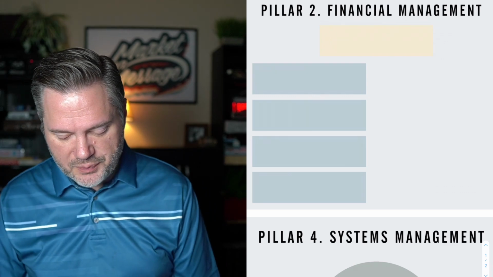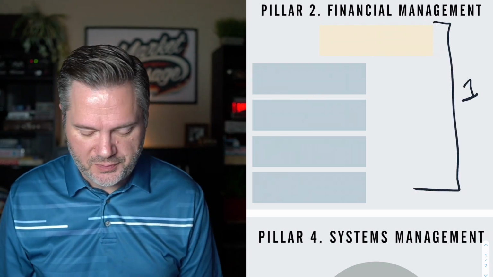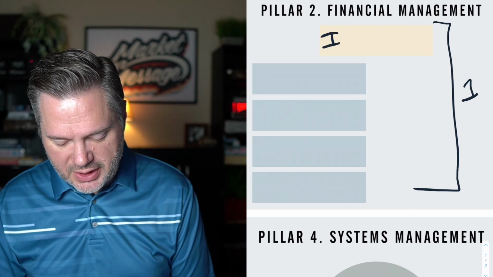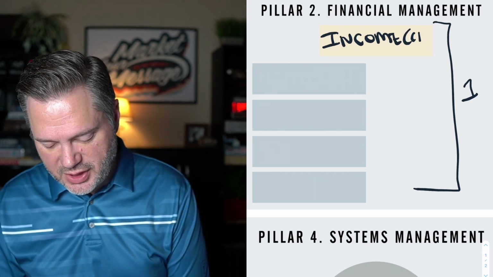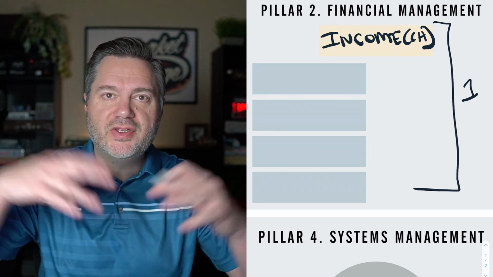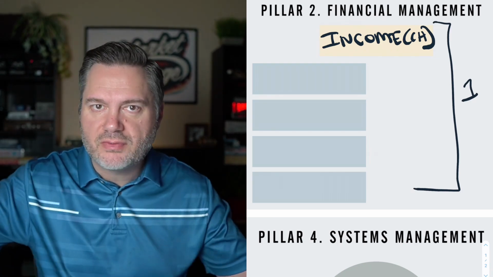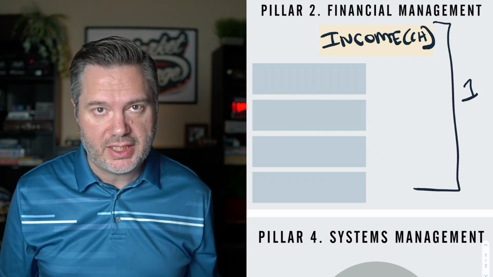So I have one business bank account, but one of mine is an income account. And this is a checking account. And in this checking account, all the money comes in. So all the money from PayPal, from Stripe, all of it comes into this one account. And no money goes out of that account.